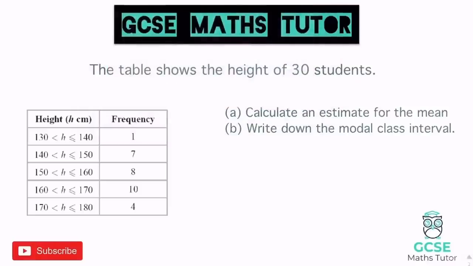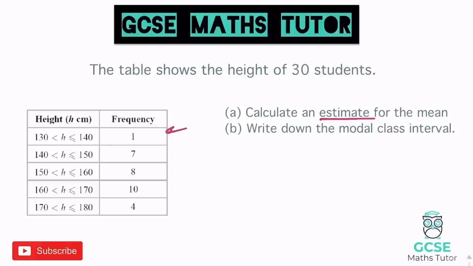Now this question is very similar. It shows the height of 30 students. It says calculate an estimate for the mean, and then again write down the modal class interval. So the reason it says to find an estimate for the mean is because we can't get an exact mean because we don't actually know, particularly looking at just this first row, what that person's height actually is.